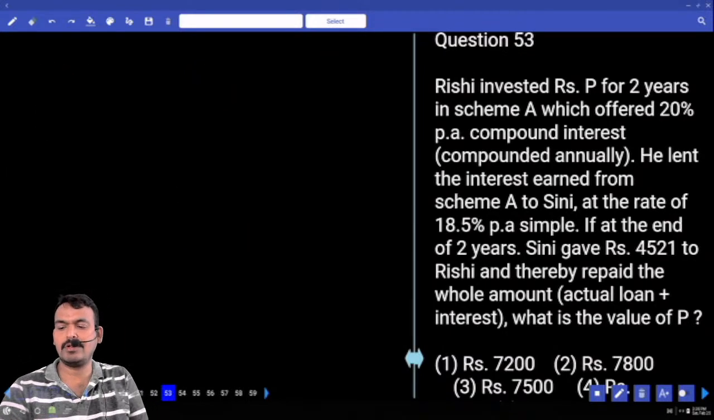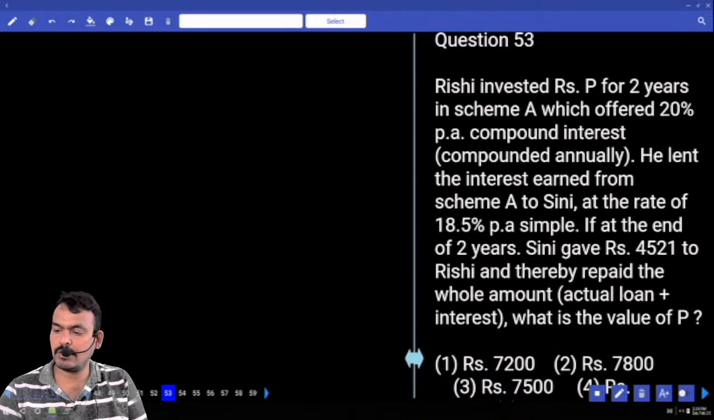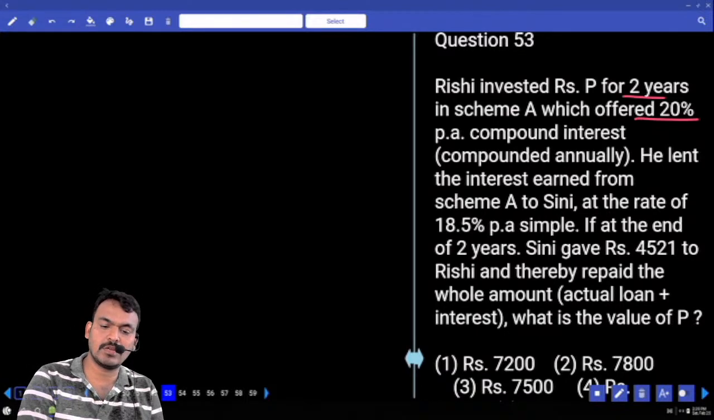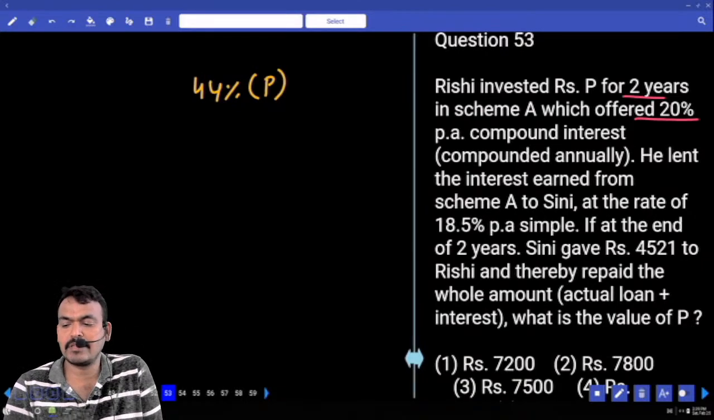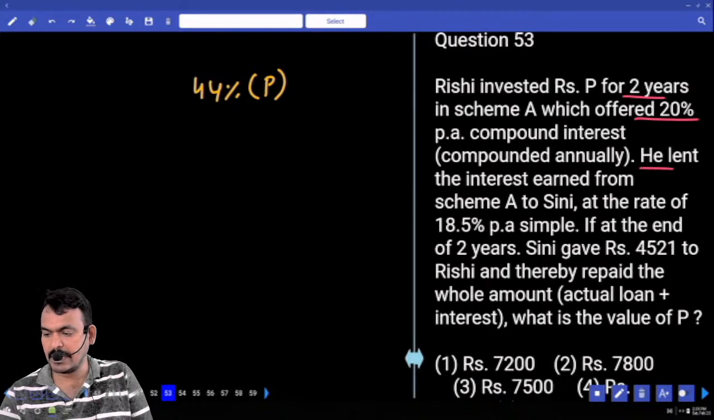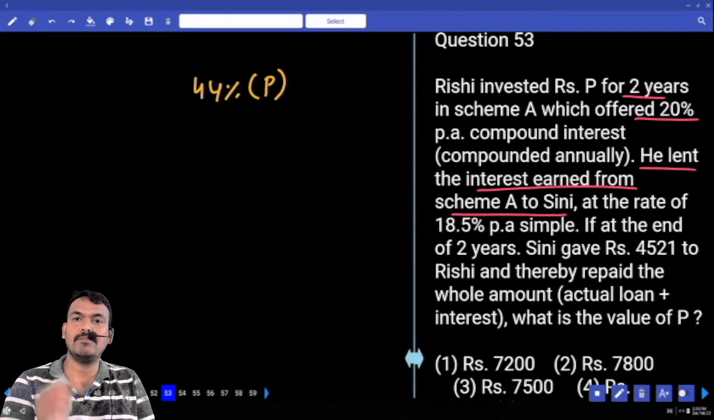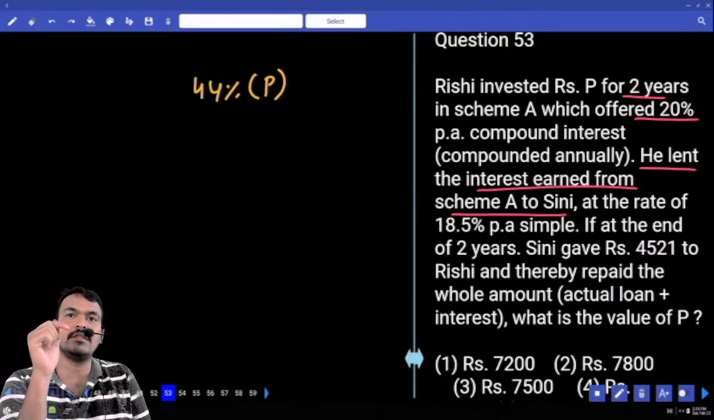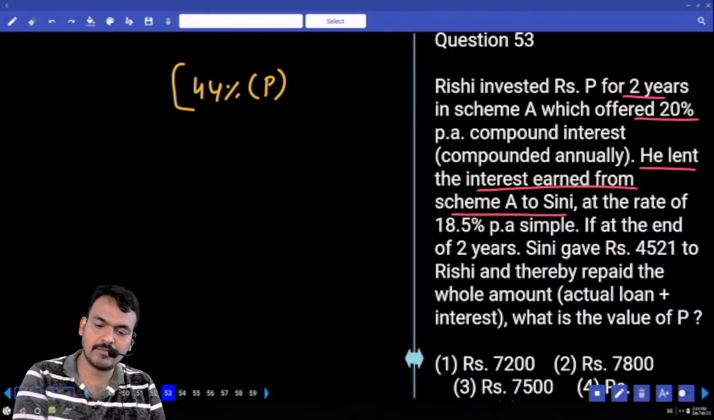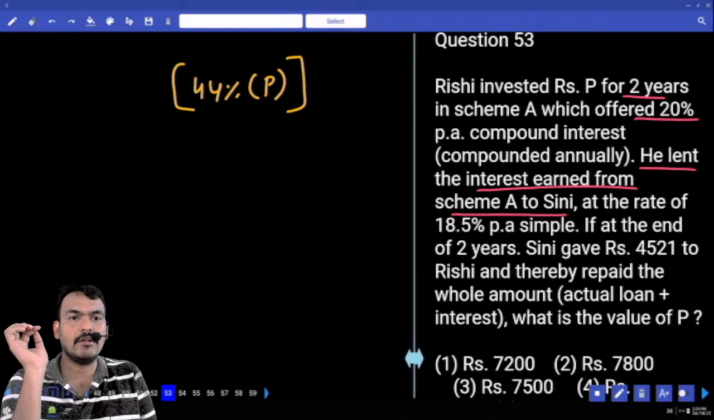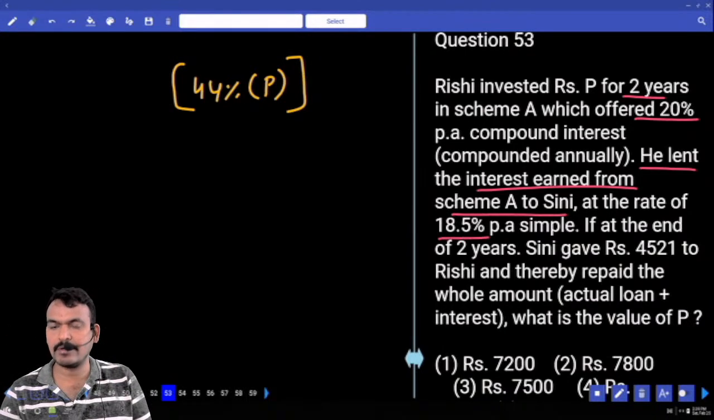First 2 years, compound interest or simple interest? Compound interest. What is the rate percent? 20%. How many years? 2 years. 20% for 2 years, what is the compound interest? 44% of principal. It is interest received from the first scheme. In the second case, he lent the interest earned from scheme A to Sini. So the interest from the first one is also the principal of the second one. Means the second case principal is 44% of P. Again, in the second case, what is the rate percent?